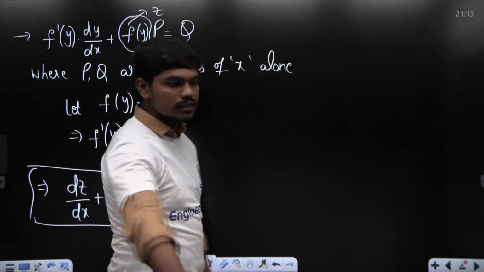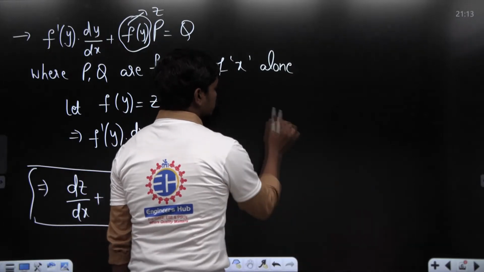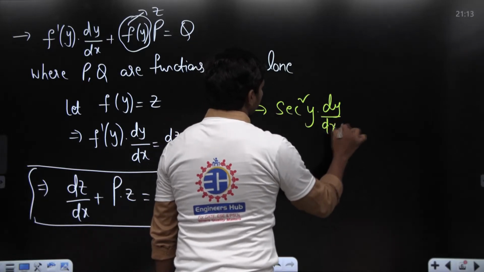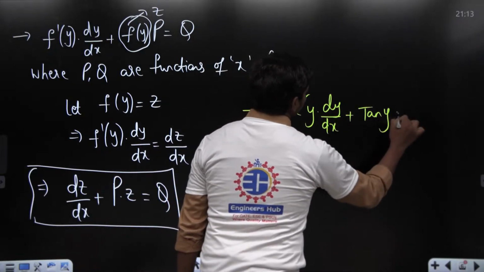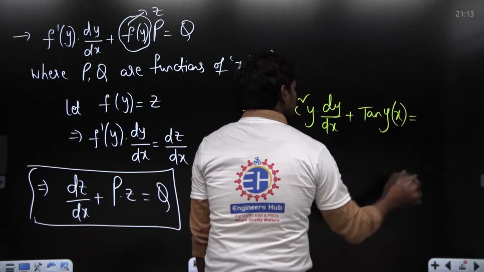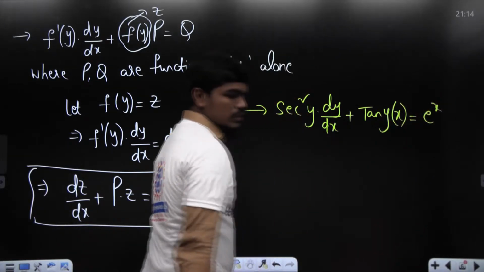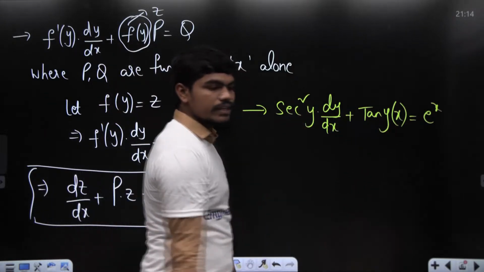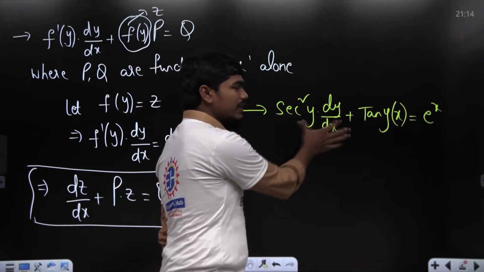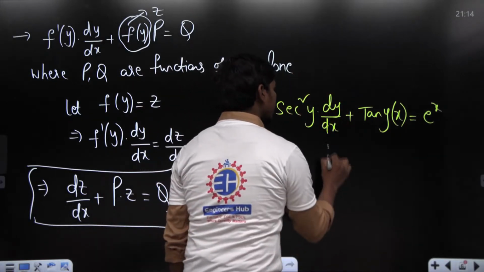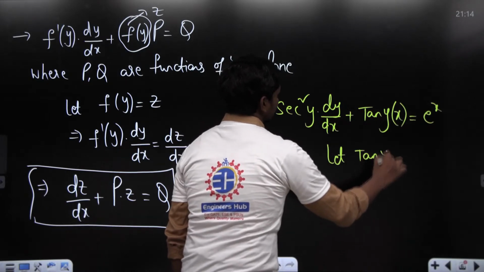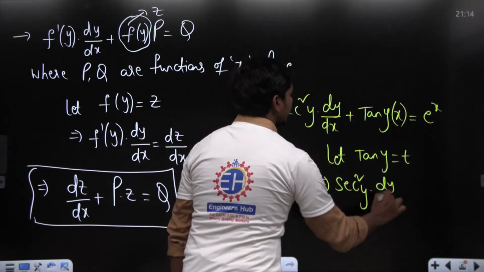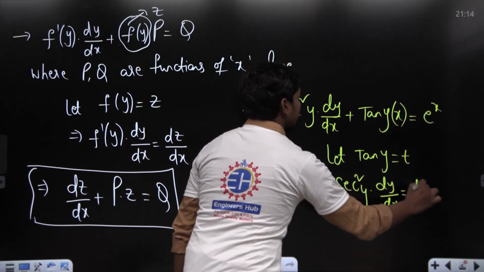Because very often in the exam you will get some questions like this: secant square y into dy by dx plus tan y into x is equal to some function, maybe e power x, something like that. Then in the exam when you see this question, don't panic, because you are seeing tan y and secant square y, and most probably secant square y into dy by dx is there. If you take a little substitution, let tan y is equal to t, that's it. Your substitution will give you secant square y into dy by dx is equal to dt by dx.